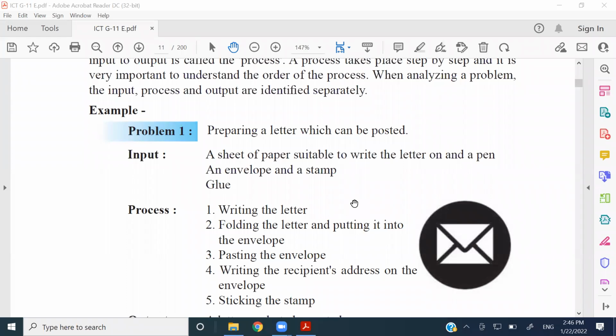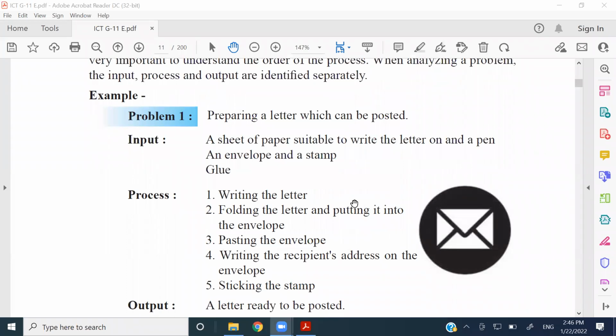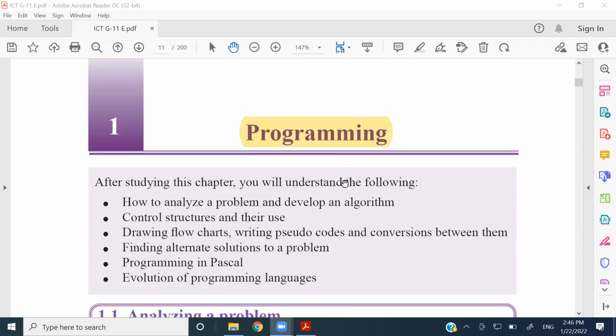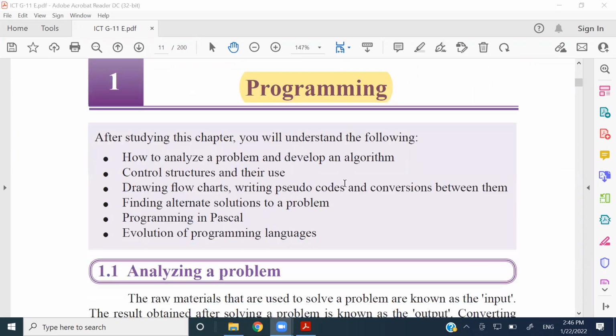Okay, so yeah, it's the new lesson of grade 11, which is programming. It's only the topic that we have written. So take it down.